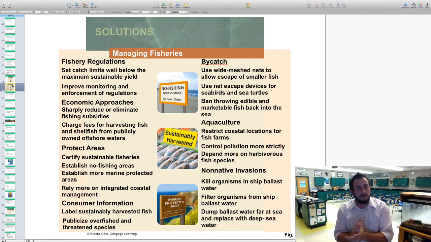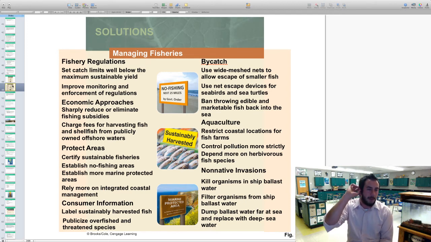Those kinds of things. Consumer information: label sustainably harvested fish, so we know as consumers that hey, we're doing good. We're being eco-friendly by buying only the best caught fish in the best possible ways for the environment. And also publicize overfished and threatened species. That way we keep them off limits, and we do some good things.